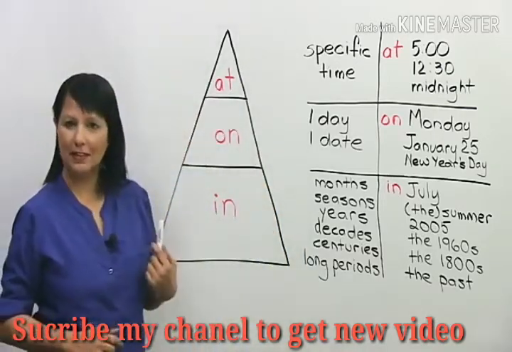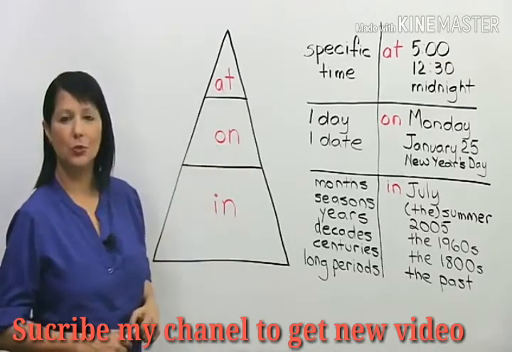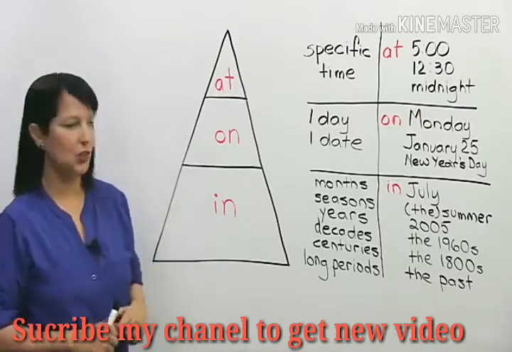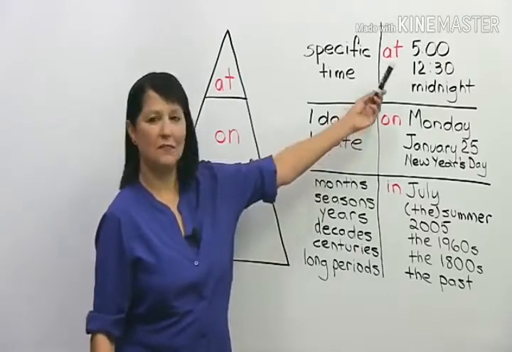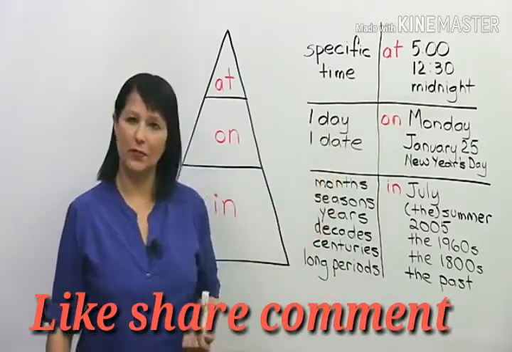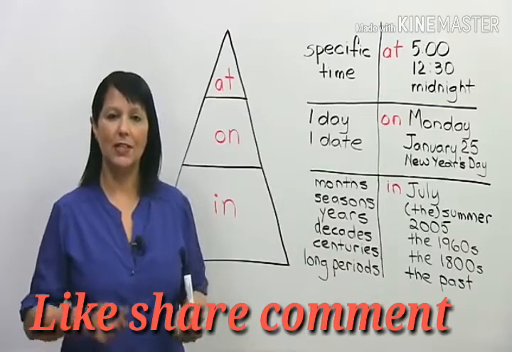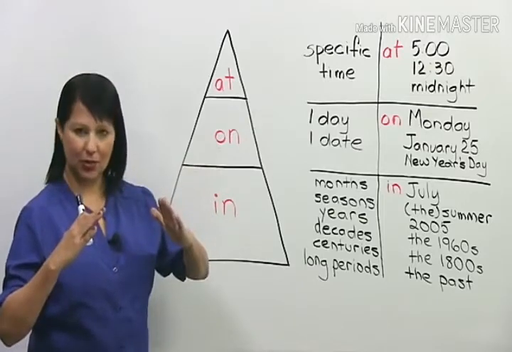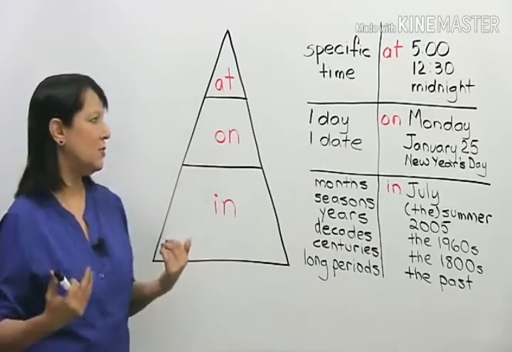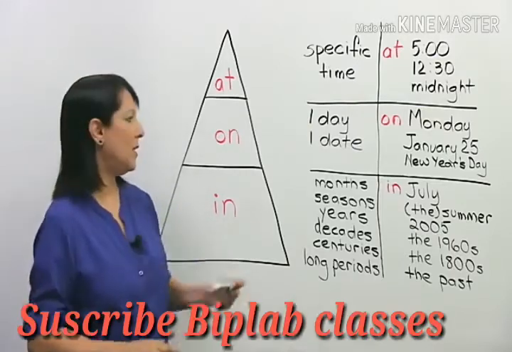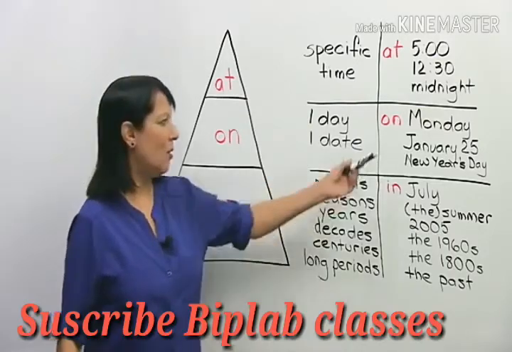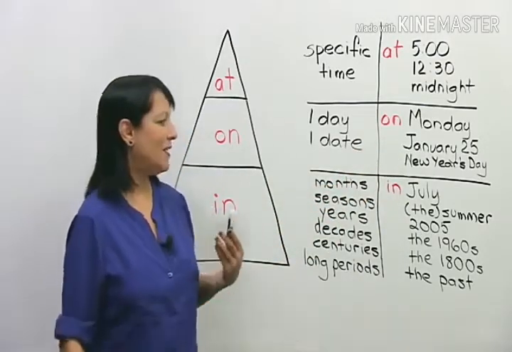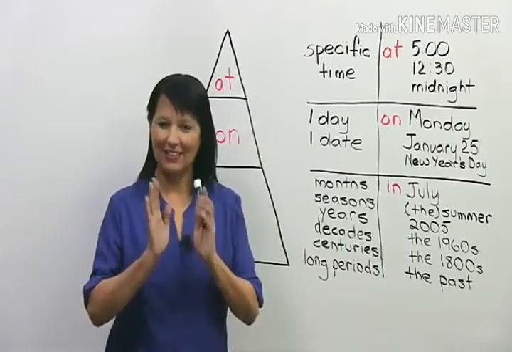So, like the triangle, at is used in very specific situations, very narrow situations. For example, at 5 o'clock, at 12:30, at midnight, right? It's very exact. It's very narrow. On, like the triangle, is a little bit broader and it's used for one day or one date. For example, on Monday or on January 25th, on New Year's Day, right? Got it? Are you with me?